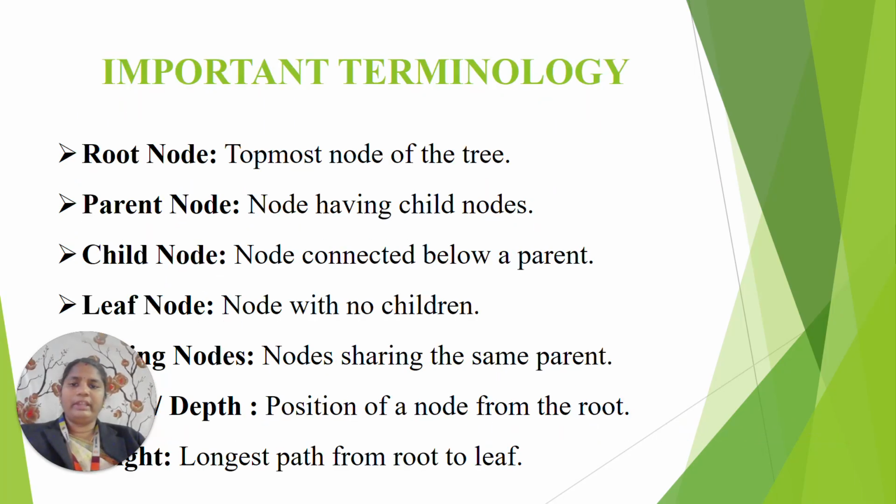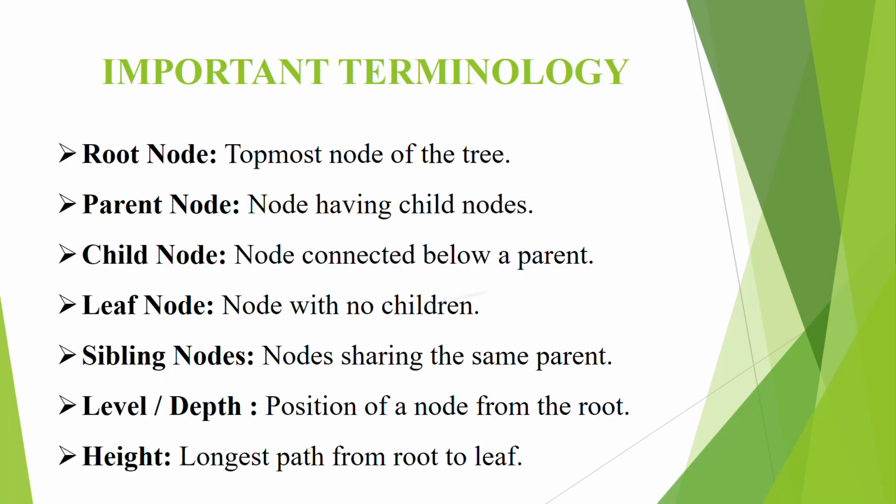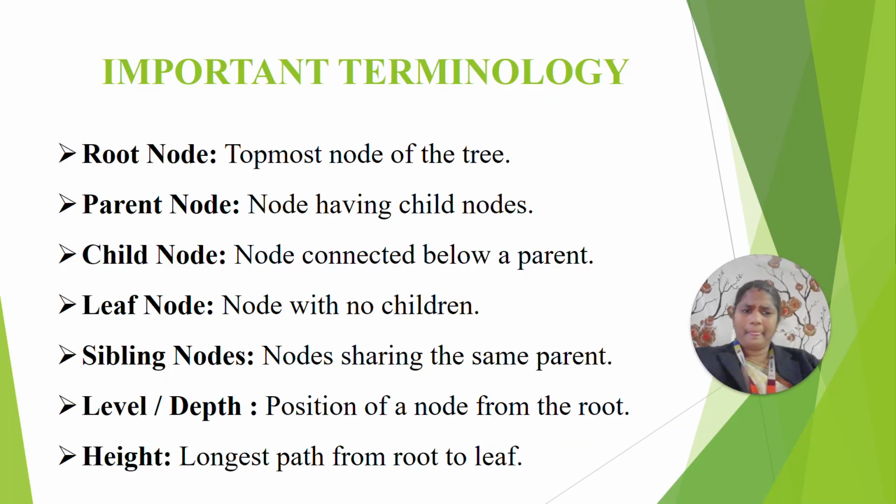Next we will go through the important terminologies used in a binary tree. The first one is root node. The root node is the topmost node in a tree. Every tree will start with the root node only. Next comes the parent node. The parent node is the one which has two children, the left child and right child. If the parent node is at the start of the tree, then it is called the root node. Next comes child node. A child node is one which has a parent.